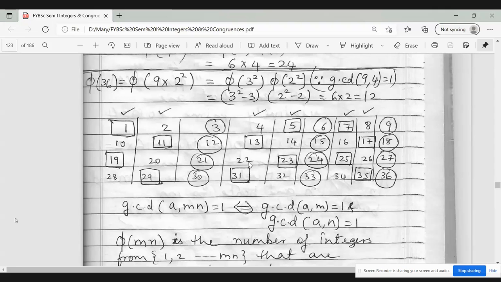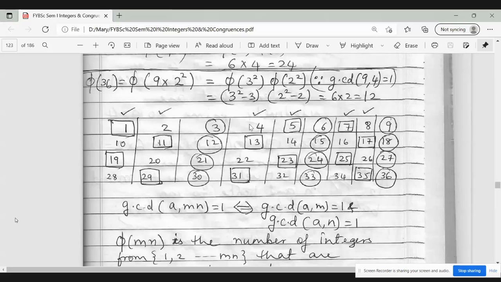Those numbers in the squares have GCD 1 with mn. Now how will you count them? The first row: phi of m, that is phi of 9. Phi of 9 is 9 minus 3, which is 6. See, 1 2 3 4 5 6. So there are 6 numbers in the first row whose GCD with 9 is 1.